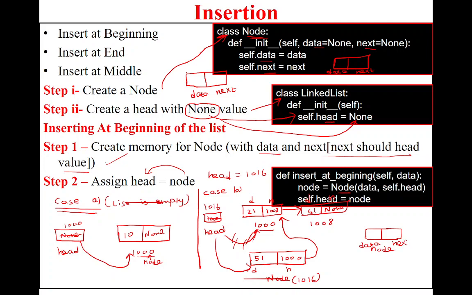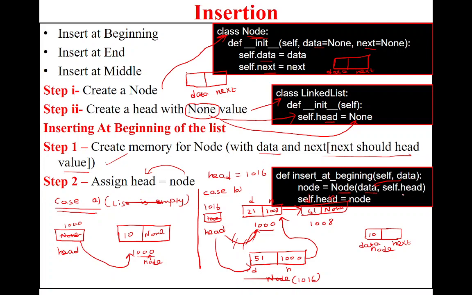How is it getting the next? Because of this part. The Node class will be called and it will create the constructor with data and next. We are passing some data, which is received from the user. The user may give 10, 20 and so on. So we are passing that data over here.